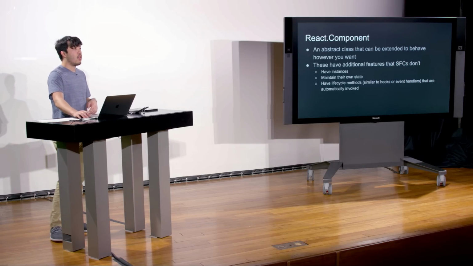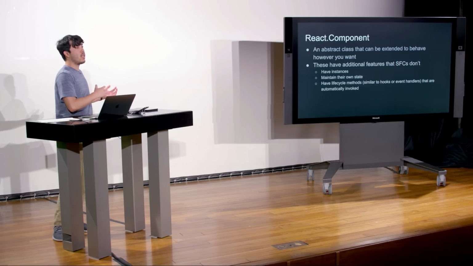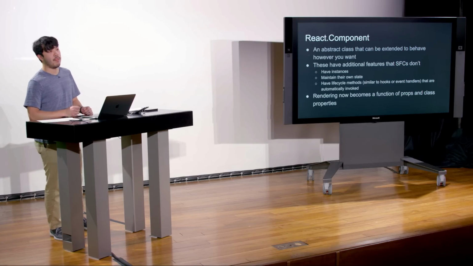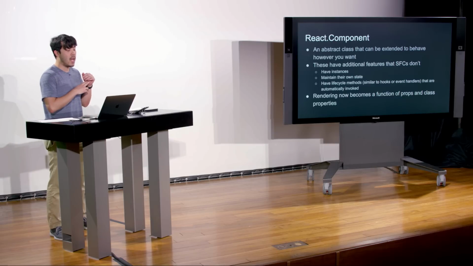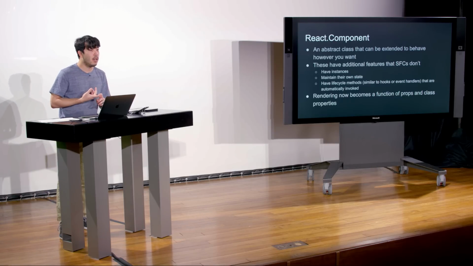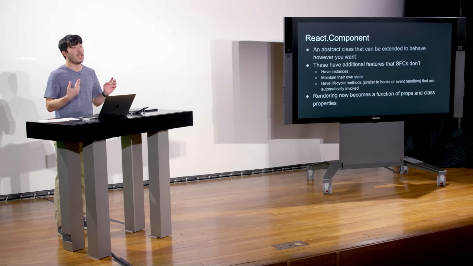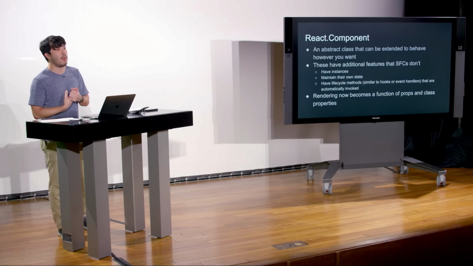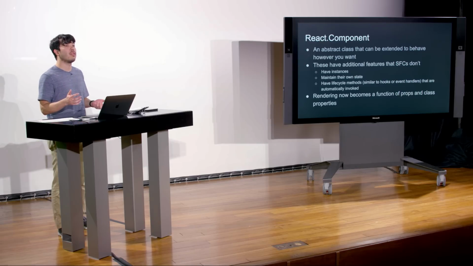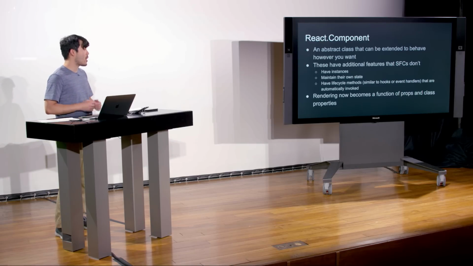And so unlike stateless functional components, which just take props and return a node, a React component's render function actually becomes a function of the props and also any class properties that exist. And so if you remember back to last lecture, we talked about classes and how when you create a class instance, you might attach to it some properties. These properties can be values anywhere from functions to just primitives, objects.